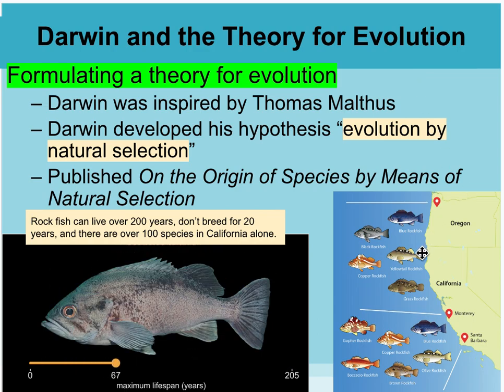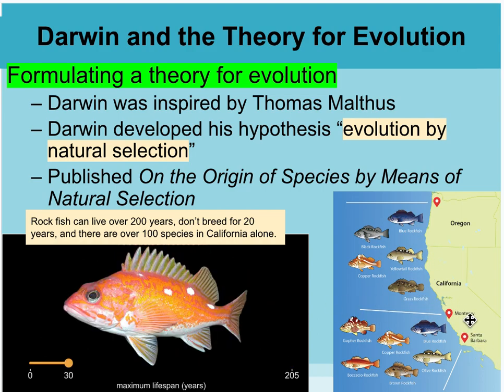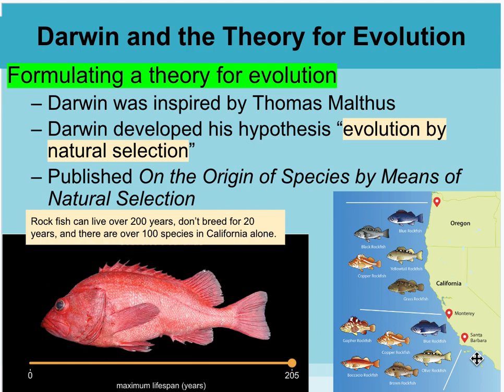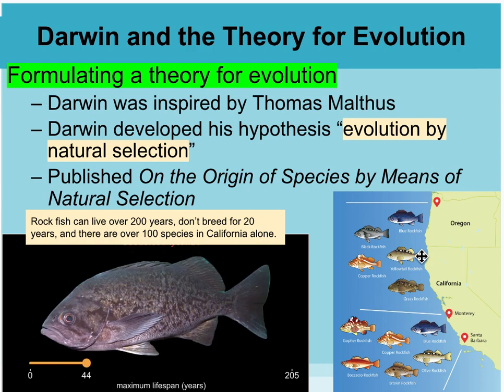One organism that you can tell has changed over time is the rockfish. In California, or on the western border of the United States, we have over 100 species of rockfish, and they are very, very diverse and different from each other.